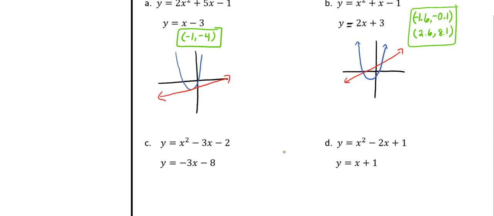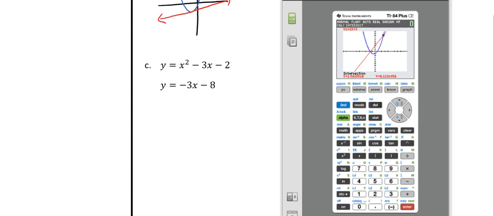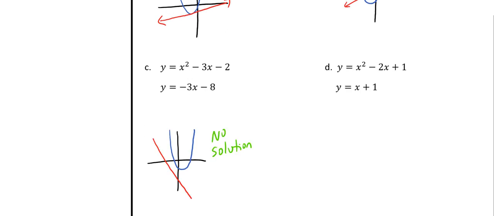Let's do letters C and D. We'll pull up our calculator again, and we'll put in our equations of x squared minus 3x minus 2 and negative 3x minus 8. When we graph that, we see that we have equations that don't intersect, which tells us that we have no solution here. Let's go ahead and do our last example together.